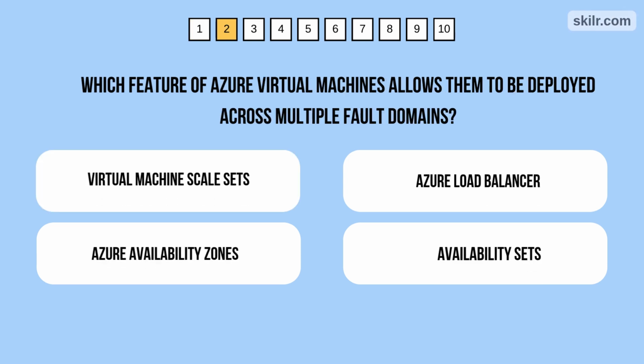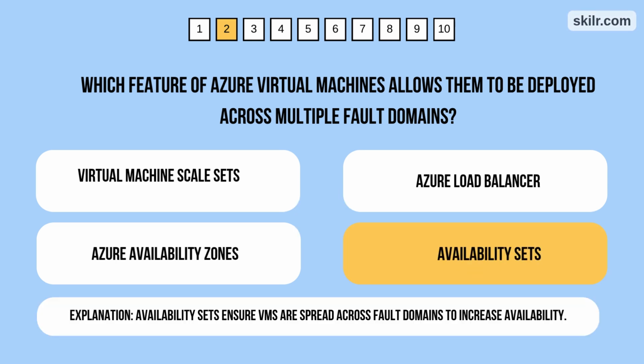Question 2. Which feature of Azure Virtual Machines allows them to be deployed across multiple fault domains? The answer is Availability Sets, as Availability Sets ensure VMs are spread across fault domains to increase availability.